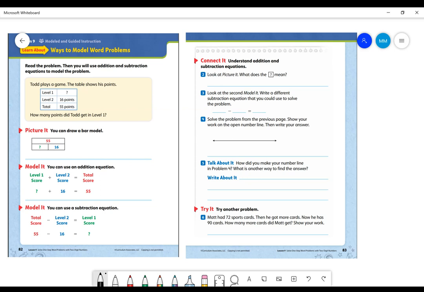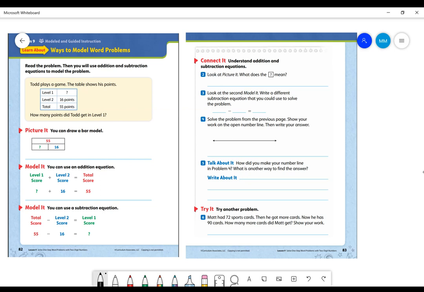So let's read that again. It says Todd plays a game. The table shows his points. Level 1, we don't know the points. Level 2, he got 16 points. And altogether from levels 1 and 2, he had 55. How many points did he get in level 1? It says that we can picture it. You can draw a bar model.